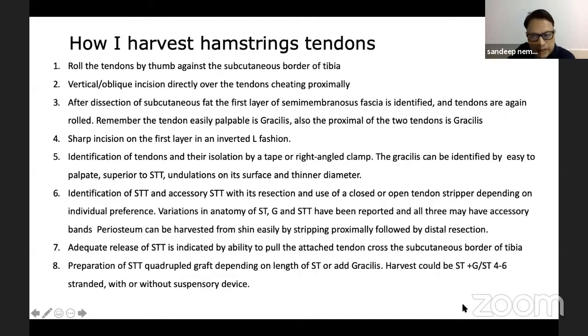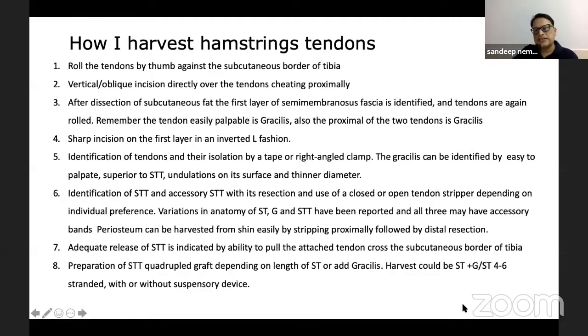How do you identify the gracilis? Because this is the main problem, identification of gracilis and semitendinosus per operative. How do you identify? There are a few tricks. It is easy to palpate, it is superior to semitendinosus, it has undulations on its surface, and it is thinner in diameter.